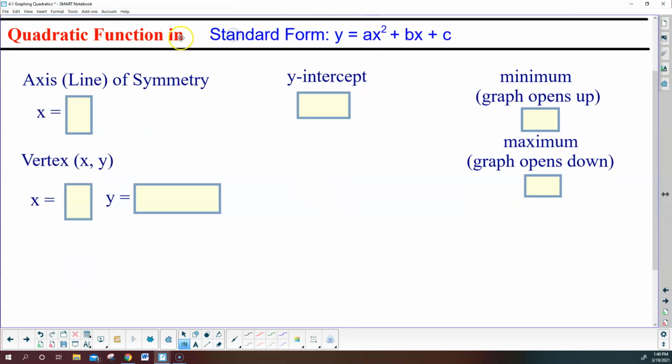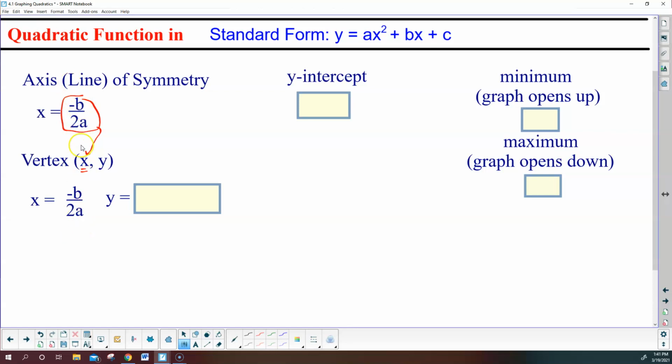But if you have a quadratic function in standard form where you can identify what A, B, and C are, then you can find the axis of symmetry or the line of symmetry by doing this formula. The opposite of b divided by 2a. And that will give you the x value of your vertex. So as soon as you find the axis of symmetry, you know what this x is. Right? It's the same thing, opposite b over 2a.